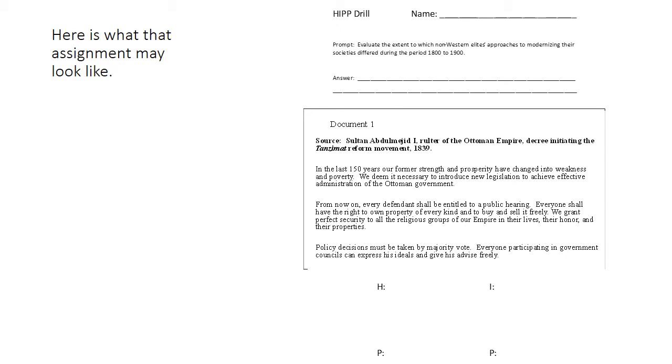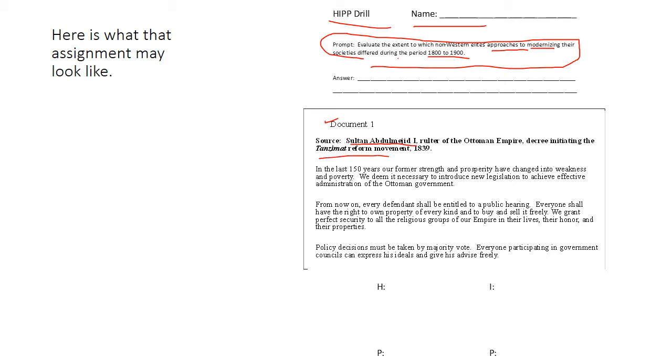Here's what this might look like if you were to walk in my class and I say, okay, today we're doing the HIPP drill. You see this on your desk, you put your name there, and then you read the prompt. You're going to see that this is all about how non-elites approached modernizing their societies from 1800 to 1900. You read the document and come away with an answer that Sultan Abdulmejid's approach was to create the Tanzimat reforms. So he was positive, he was for it. These are great reforms that model those of the West, so that must mean he's trying to act like the West.